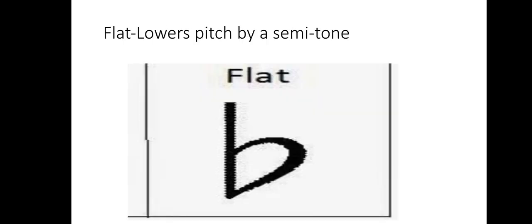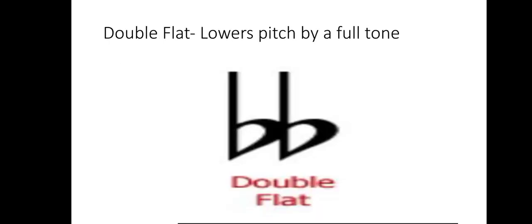We look at a flat. A flat lowers the pitch by a semitone. A flat is just the opposite of a sharp. When a sharp raises by a semitone, a flat reduces or lowers the pitch by a semitone. That's the meaning. There is a double flat. The double flat lowers the pitch by a full tone.